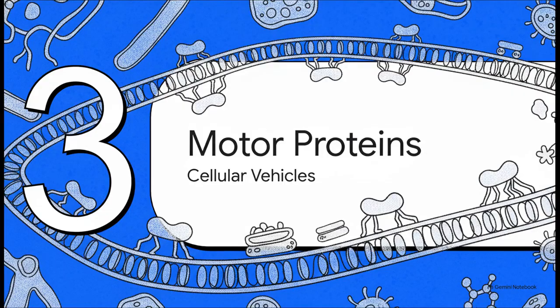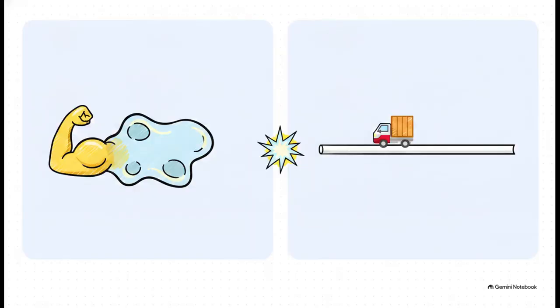Part 3. Motor proteins and transport, the vehicles of the cellular city. So the cell actually has 2 completely distinct transit systems, which is just a brilliant division of labor when you think about it. On one side, we have actin-based movement. This uses a specific motor protein called myosin, and it's heavily involved in cell crawling and, get this, the contraction of your very own muscles.